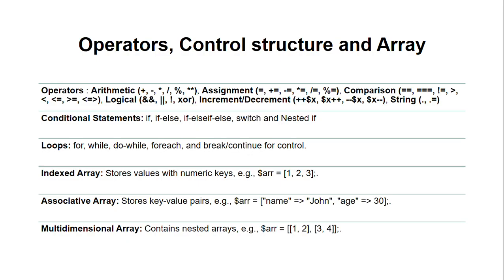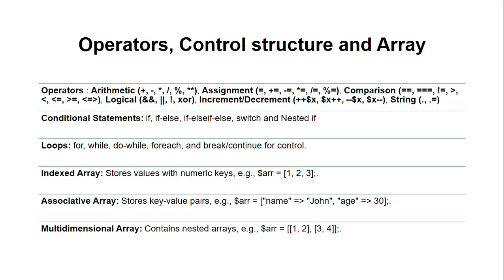There are 3 types of arrays in PHP: indexed array, where it stores the value with the help of numeric keys, or you can say numeric index. Example, you can see $array is equal to 1, 2, 3. So 3 values I have stored with the index as 0, 1, 2.